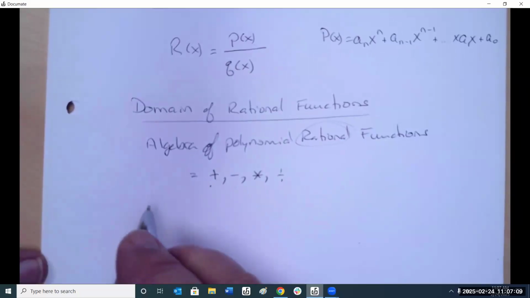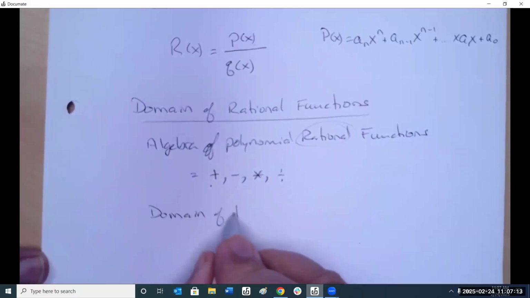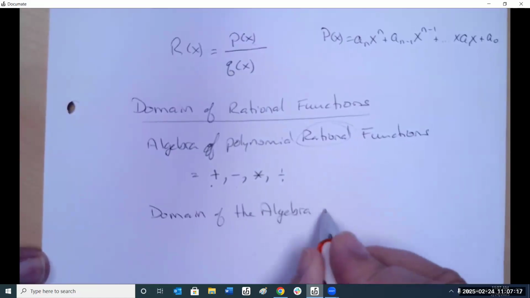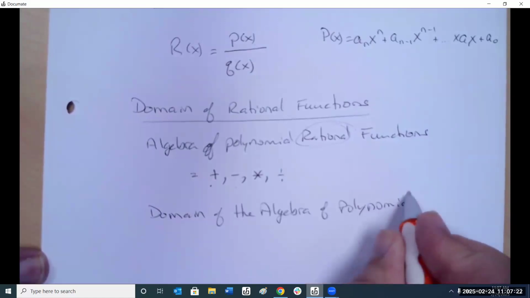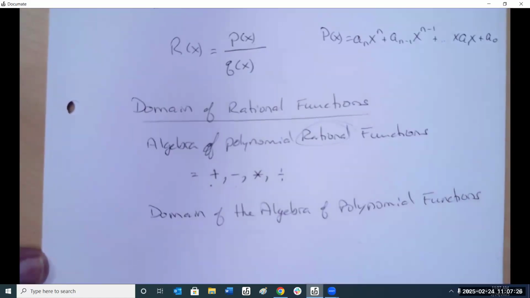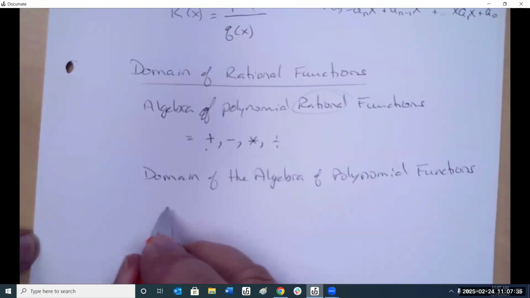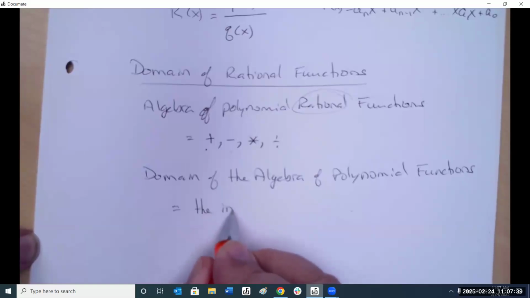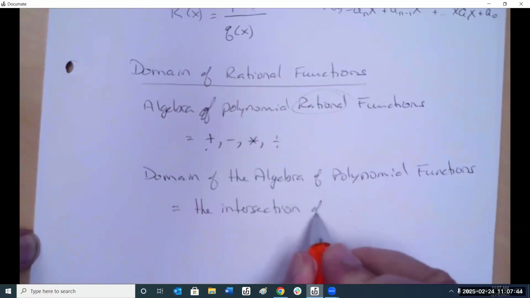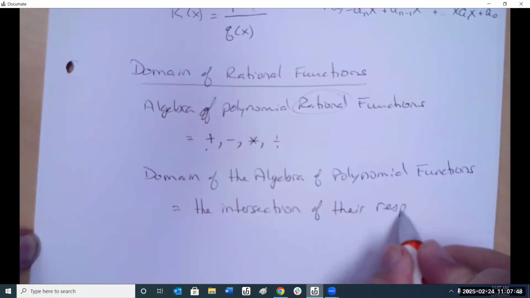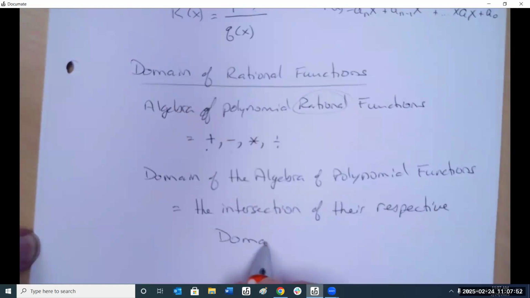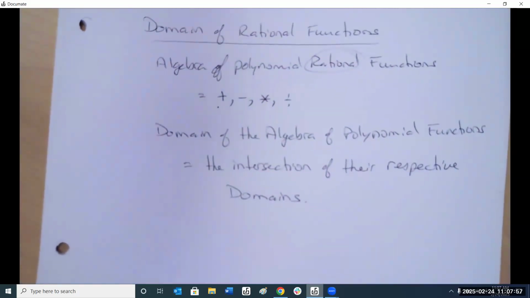The domain of the algebra of polynomial functions, in other words, the domain when you add them, subtract them, multiply, and divide, is the intersection of their respective domains. What does that mean? So the domain of p of x and the domain of q of x, whatever those are, the overlapping of those, where they overlap, that's your domain.